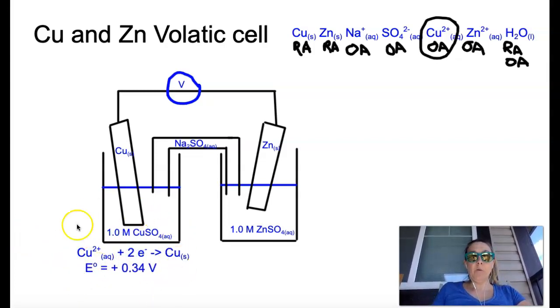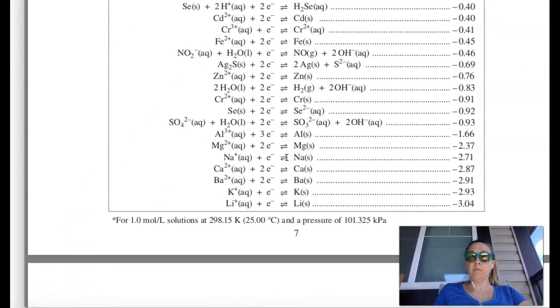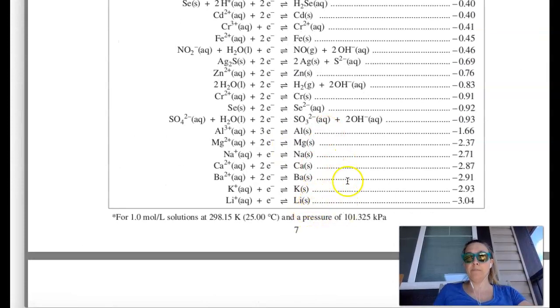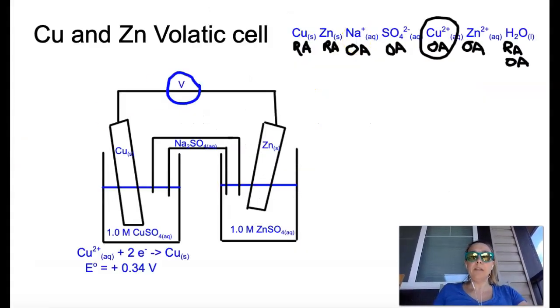Okay, so we know what half reaction is happening in this beaker. We need to go figure out what half reaction is happening in this beaker, okay? So we've identified the SOA. We now need to find the SRA. So we're deciding between copper, zinc, and water. So we go back to our data booklet. Remember, for RAs, we're going to start down at the bottom of the page on the right-hand side. So we start scanning. The first one we hit is the zinc. So that means that the zinc is going to be my SRA.